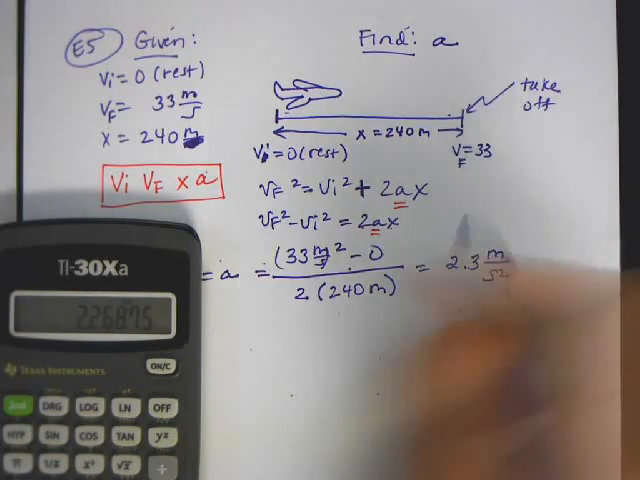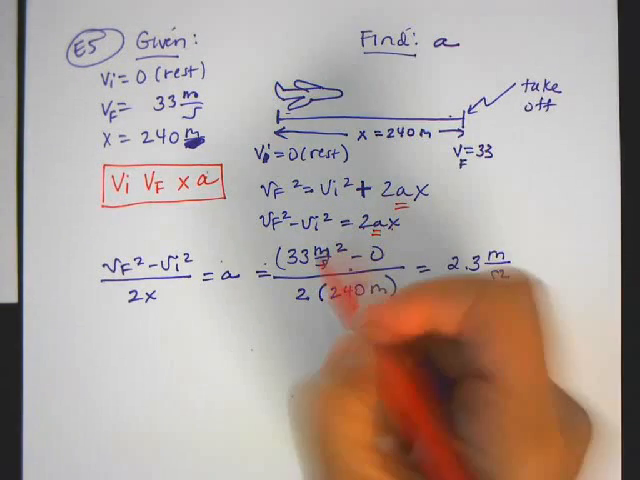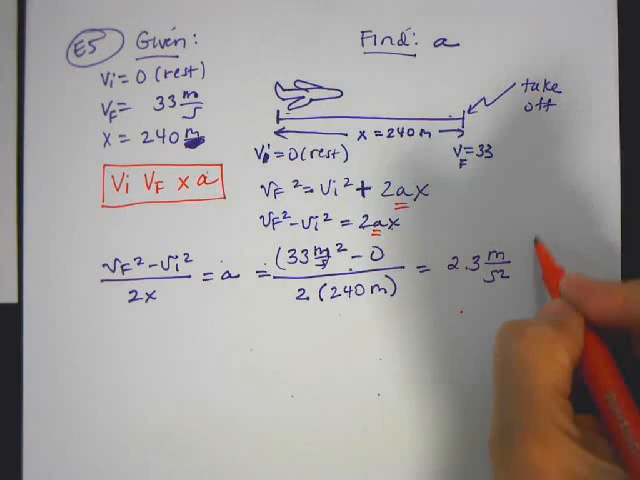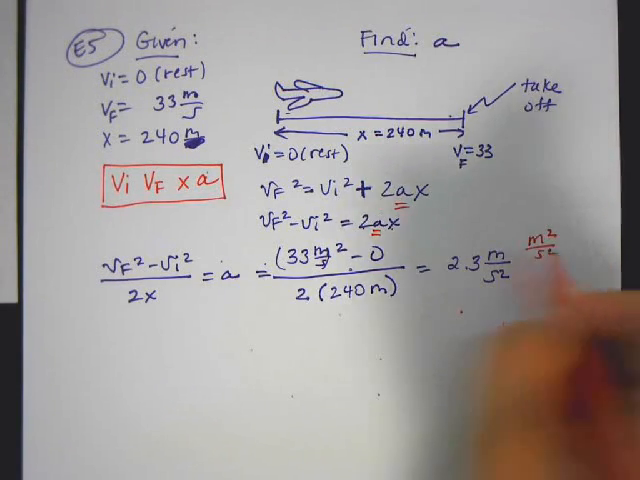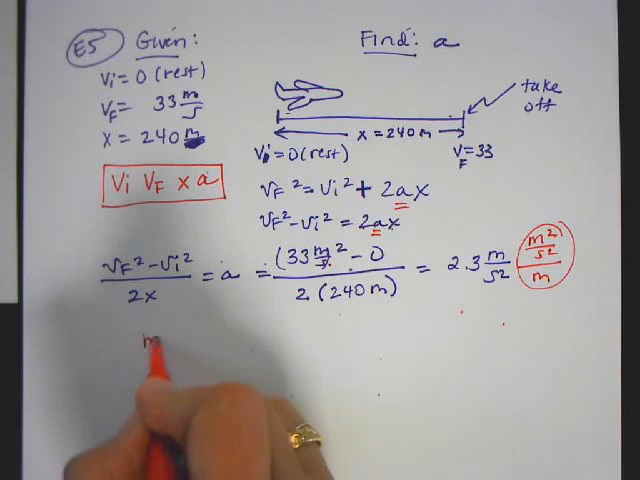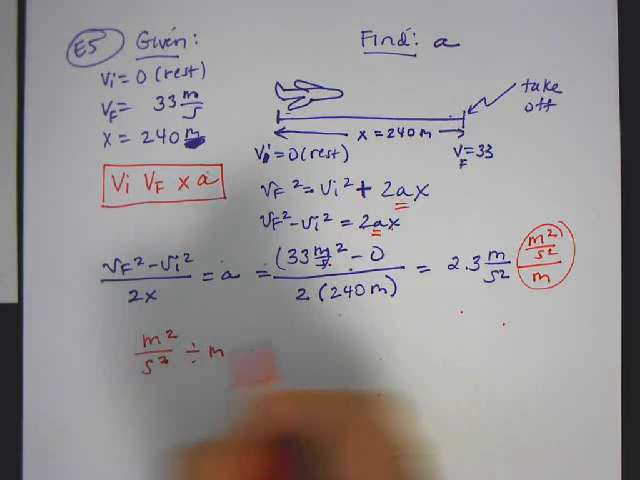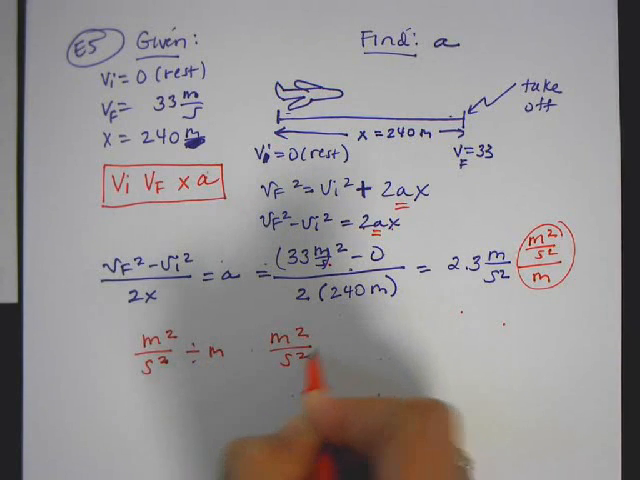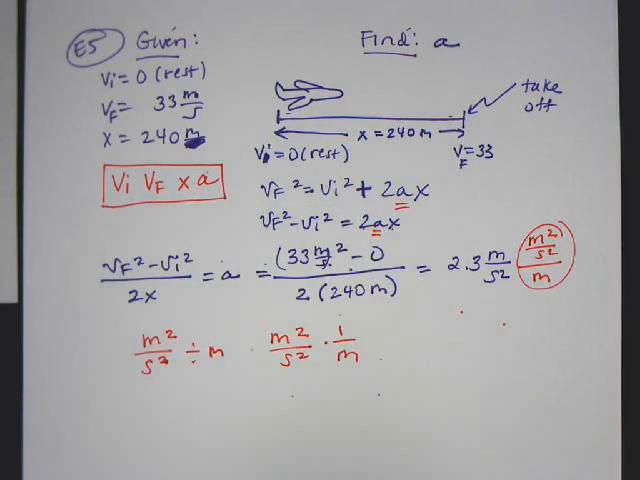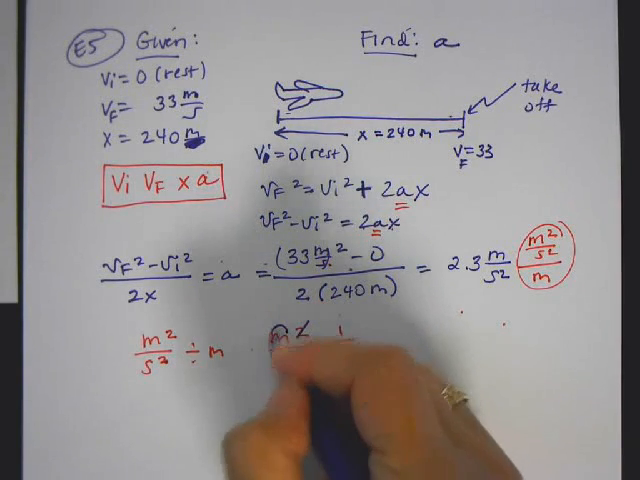Now, what I'm going to do is carry my units through to check my work. Here I have meters squared per second squared in the numerator divided by a meter. So if you can't do it here, which you'll get in the habit of crossing out, a meter squared over second squared divided by a meter is a meter squared times 1 over a second squared times 1 over a meter. So this meter cancels with that, and I end up with meters per second squared, which is the correct unit for acceleration.